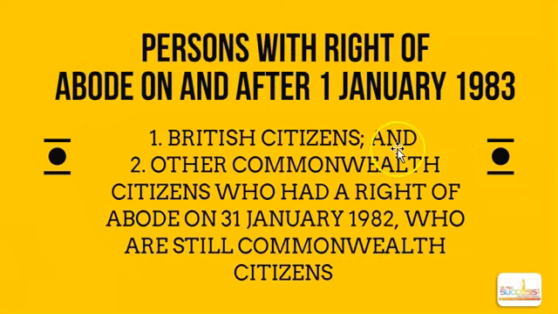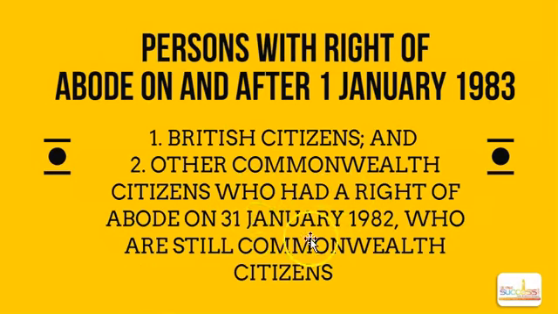Now, moving on to persons with the right of abode on or after 1st of January 1983. It's much easier here because there are only two categories: British citizens and other Commonwealth citizens who had a right of abode on 31st of December 1982 and have not ceased to be Commonwealth citizens at any time since then.